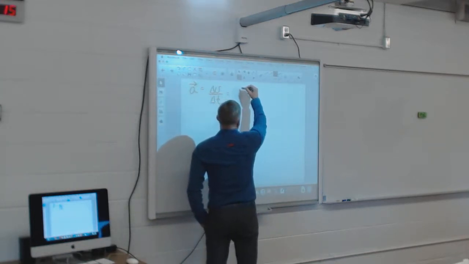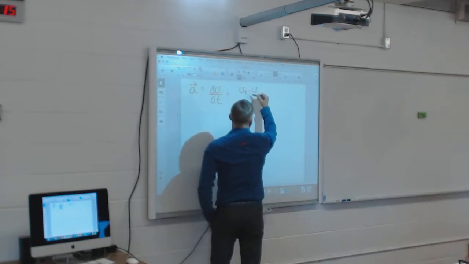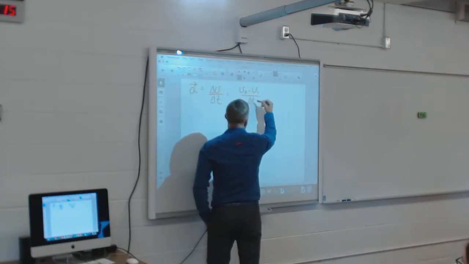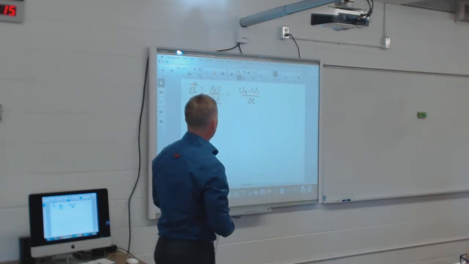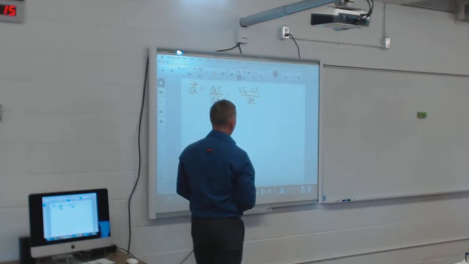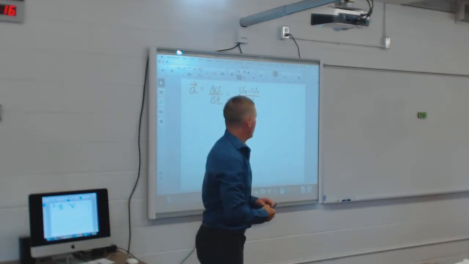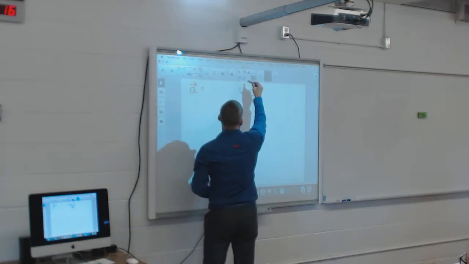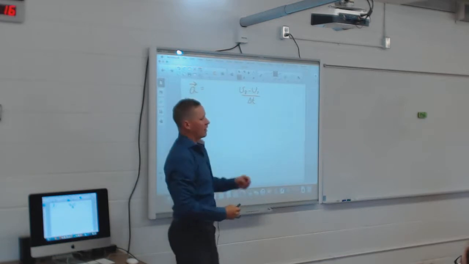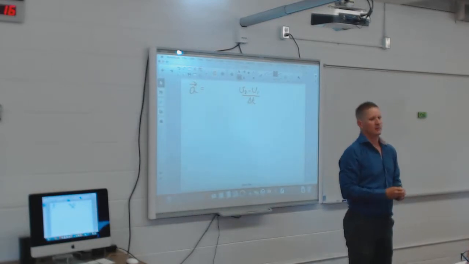Change in velocity is found by taking v2 minus v1. We agree? Over time. Okay? So therefore, acceleration is equal to v2 minus v1 over time. If I wanted to find out what my second velocity was, how do I solve for v2 here? What's the first thing I need to do to get it by itself? Add v1 to the other side.